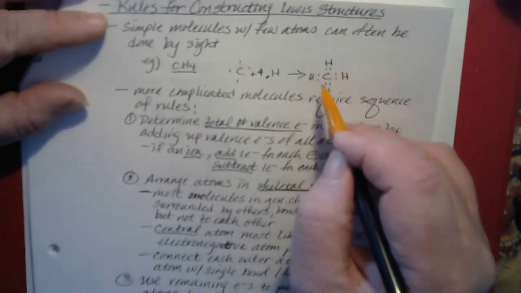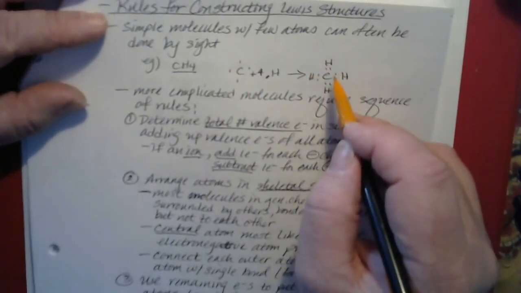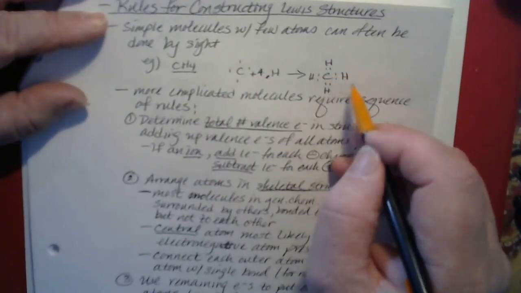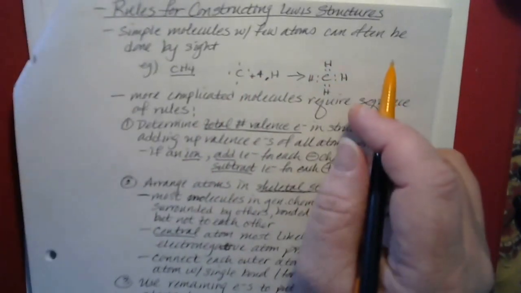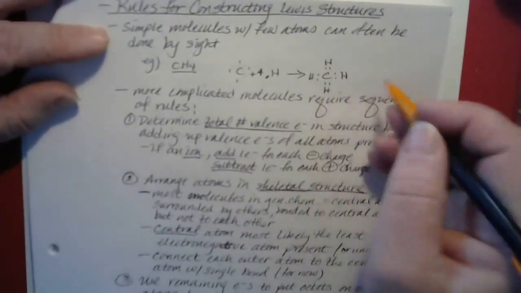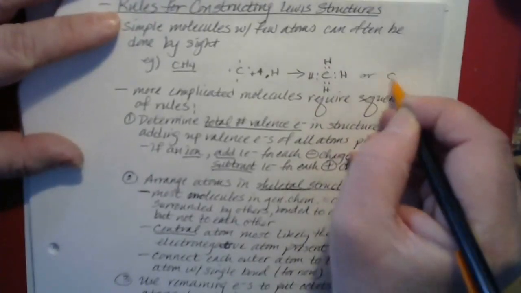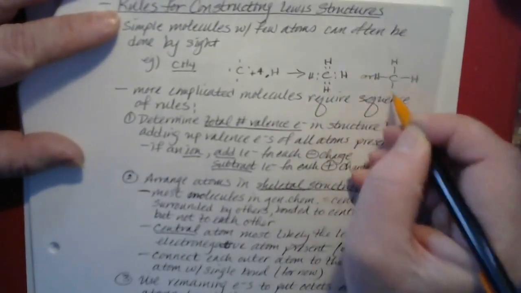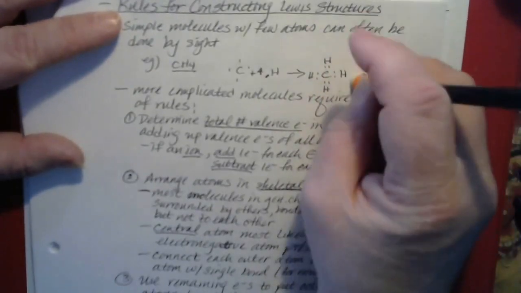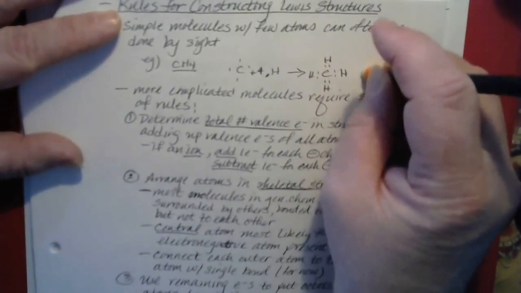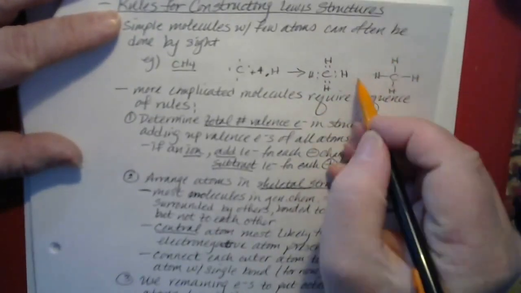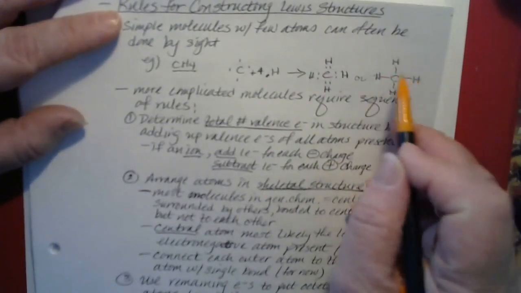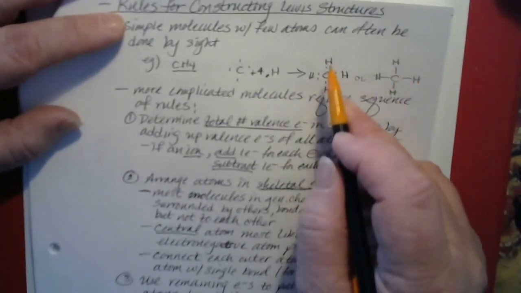Carbon, you'll notice, has an octet of electrons around it, 2, 4, 6, 8. But each hydrogen only has 2 electrons around it, because hydrogen is satisfied with 2 electrons. It doesn't want an octet. This structure could also be drawn like this, with lines instead of the 2 electrons. Remember, each line is 2 electrons.